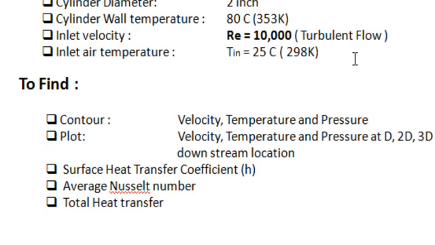We have to find the contour for velocity, temperature and pressure at the plane. We have to find out the plot for velocity, temperature and pressure at D, 2D and 3D downstream location. We have to find the surface heat transfer coefficient, average Nusselt number and total heat transfer for turbulent flow.